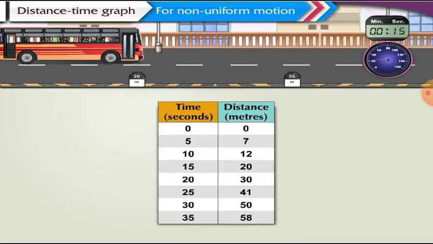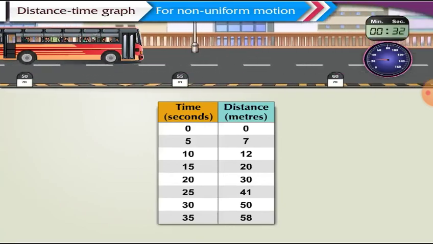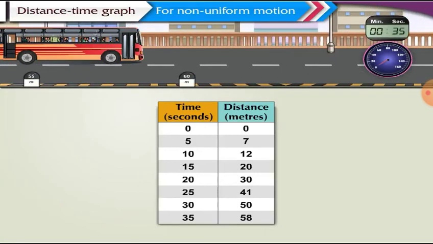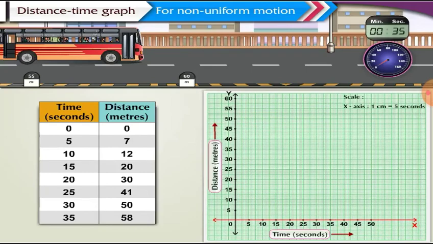In this table, the first column shows the time in the unit second, while the second column shows the distance in the unit meter. Let us now plot a graph taking time along the x-axis and distance along the y-axis. The scale on the x-axis of the graph is 1 centimeter is equal to 5 seconds, while the scale on the y-axis of the graph is 1 centimeter is equal to 5 meters. Now let us draw the distance-time graph. What can you understand on observing this graph?